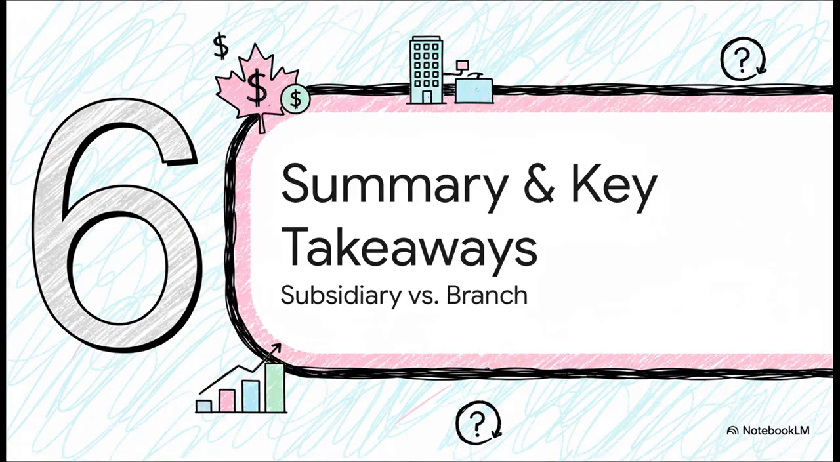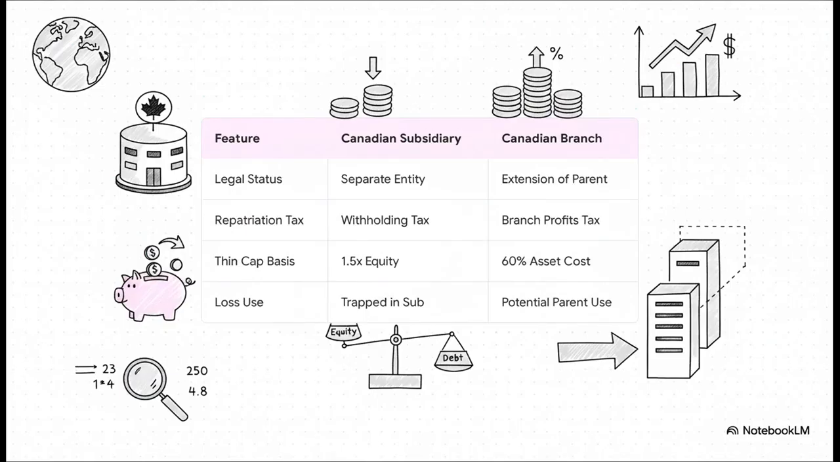Okay, we have covered a lot of ground, so let's pull everything together and summarize the key differences when you're deciding between a subsidiary and a branch. This table right here is your cheat sheet. Let's walk through it. A subsidiary is a separate legal Canadian entity. A branch is just an extension of the foreign parent. To get profits home, a sub pays withholding tax on dividends, a branch pays the branch profits tax. The thin cap rule for a sub is based on 1.5 times equity. For a branch, it's 60% of asset cost.